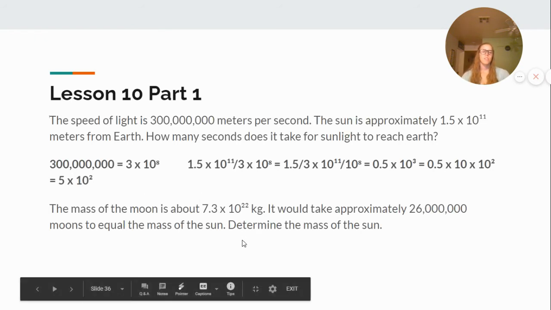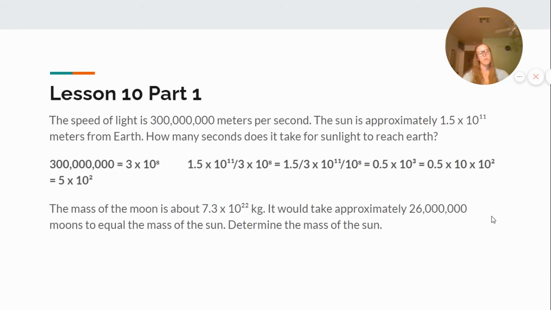The mass of the moon is about 7.3 times 10 to the 22nd kilograms. It would take approximately 26 million moons to equal the mass of the sun. What is the mass of the sun? So 7.3 times 10 to the 22nd times 26 million.